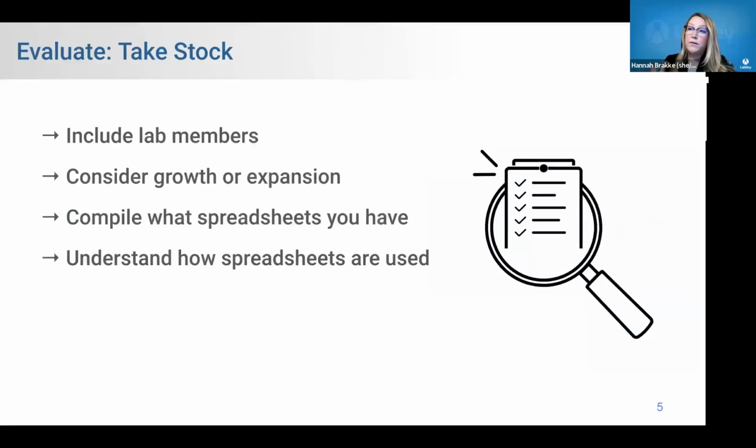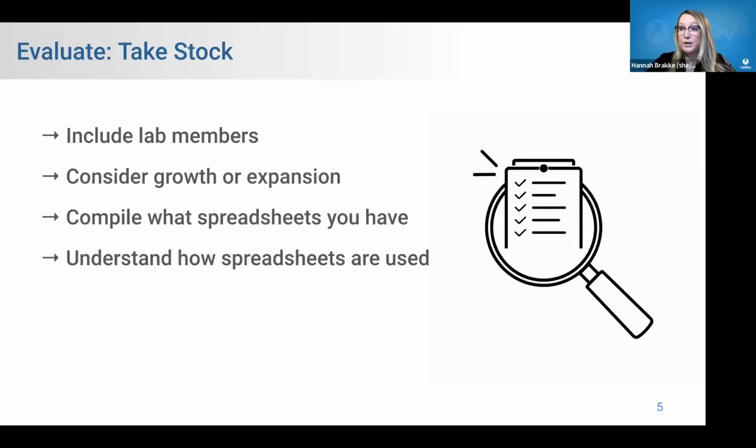So the first thing in your evaluation is really take stock in your lab. Talk to the folks that are in your lab and that you're working with. Talk to them about what spreadsheets they're using. Try and understand what those processes look like. As you're doing this, always have in the back of your mind potential growth or expansion of your lab or research or projects, because the other thing you don't want to do is create a system that works for now and not for later. So trying to really set yourself up for that future growth or expansion is going to be helpful.